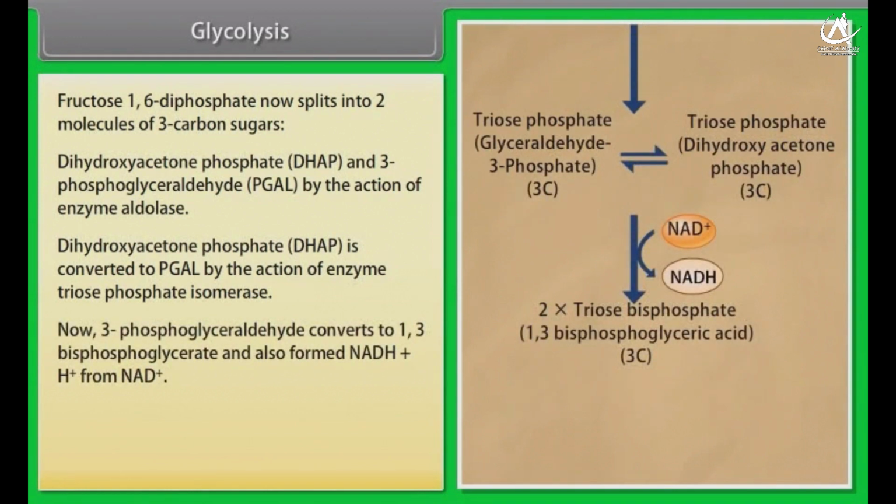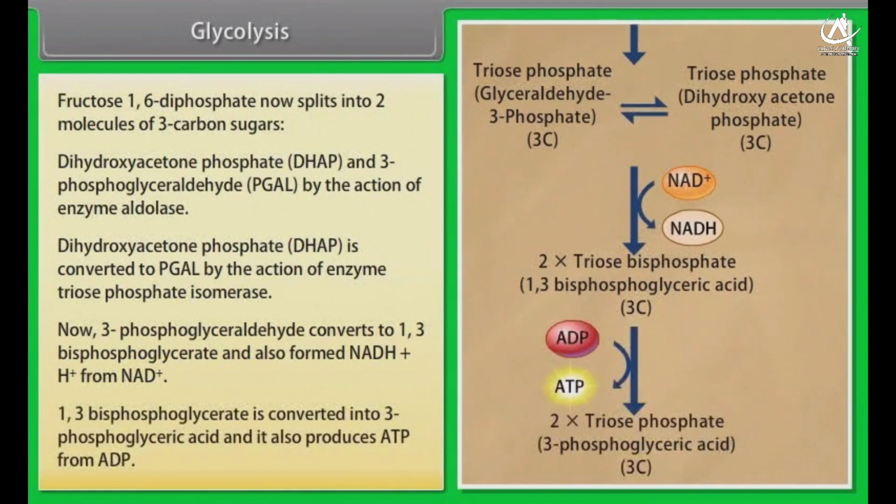Now 3-phosphoglyceraldehyde converts to 1,3-biphosphoglycerate and also forms NADH plus H plus from NAD plus. 1,3-biphosphoglycerate is converted into 3-phosphoglyceric acid and it also produces ATP from ADP.